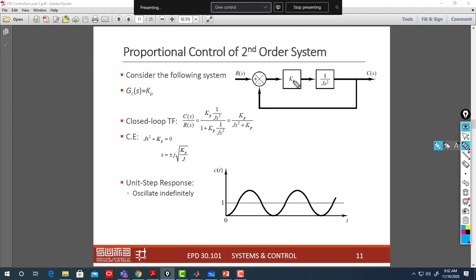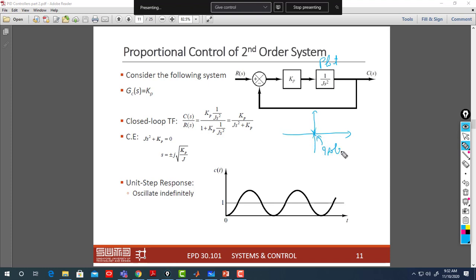So what's the effect of proportional control in this case? If I ask you what are the open loop poles and zeros for this plant? S equals 0. So I have two poles at the origin. Two poles at the origin.